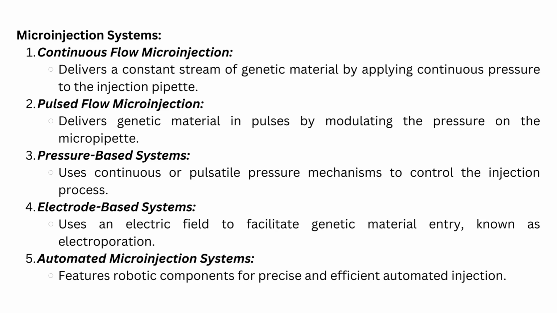Continuous flow microinjection. Delivers a constant stream of genetic material by applying continuous pressure to the injection pipette. Pulsed flow microinjection. Delivers genetic material in pulses by modulating the pressure on the micropipette.